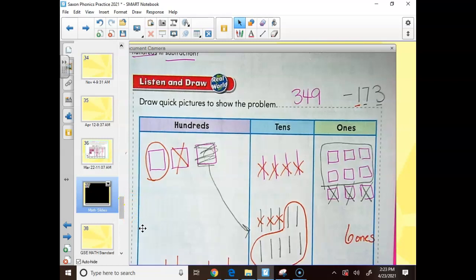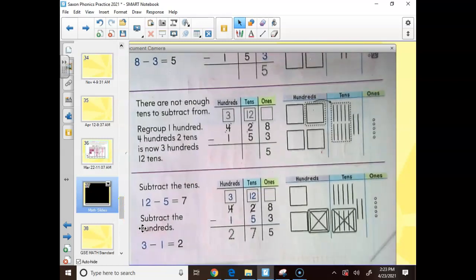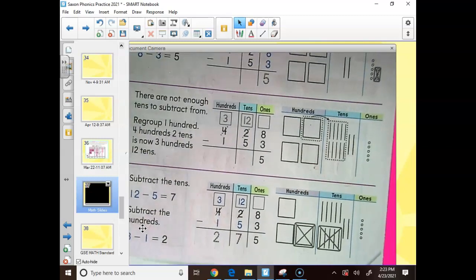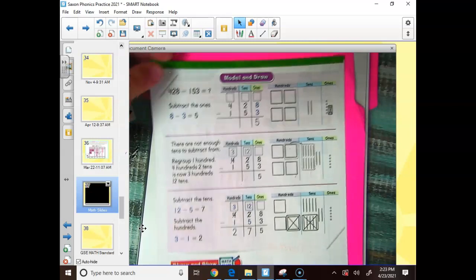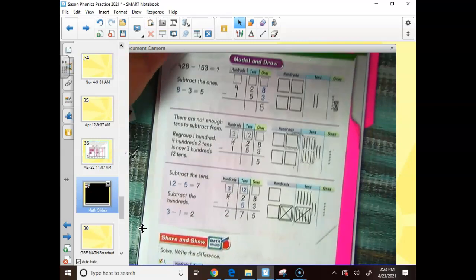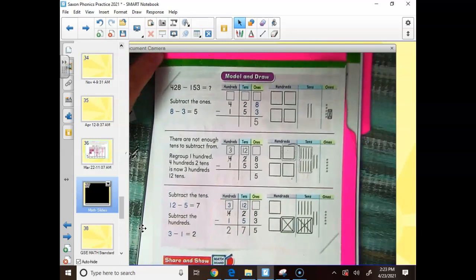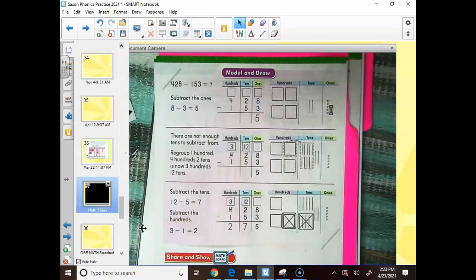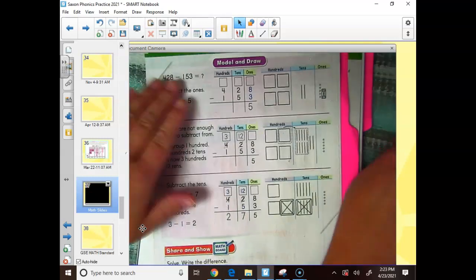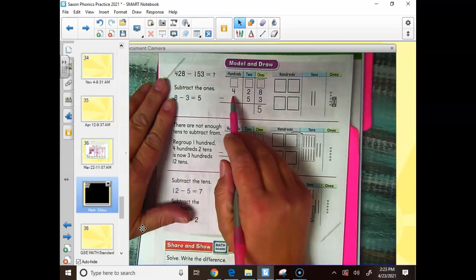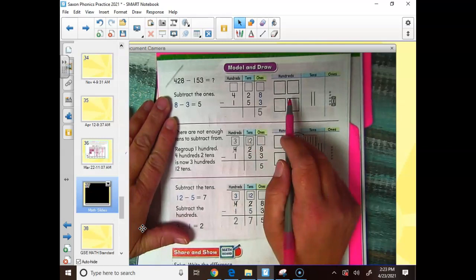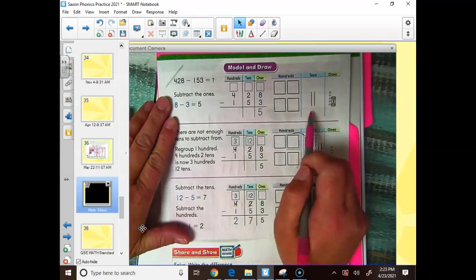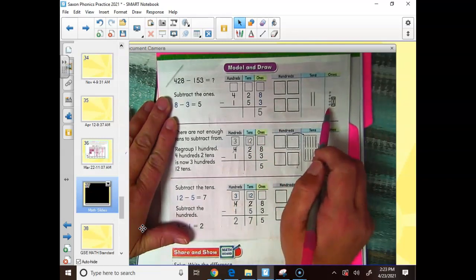All right, so let's look at the back of your paper where it says model and draw. All right, here are the steps in solving a problem where we regroup to the hundreds place. So we have the problem 428 minus 153. Or you can draw it out. 4 hundreds, 2 tens, 8 ones.